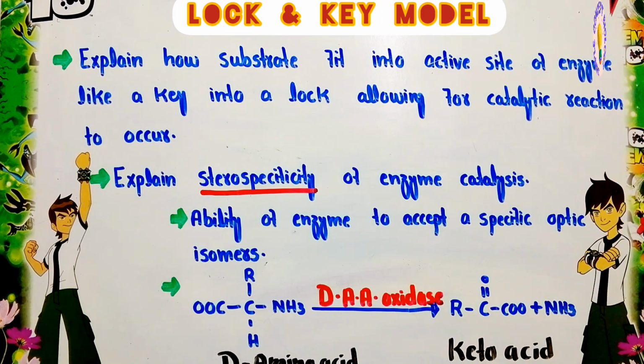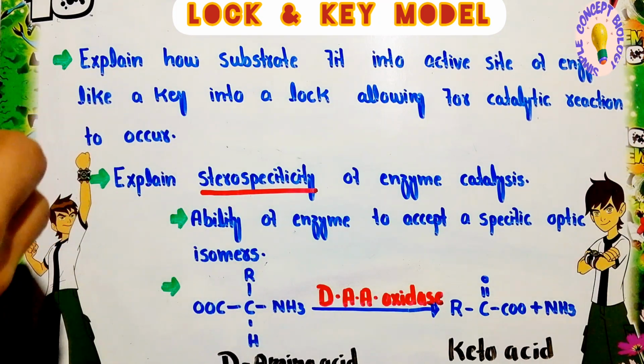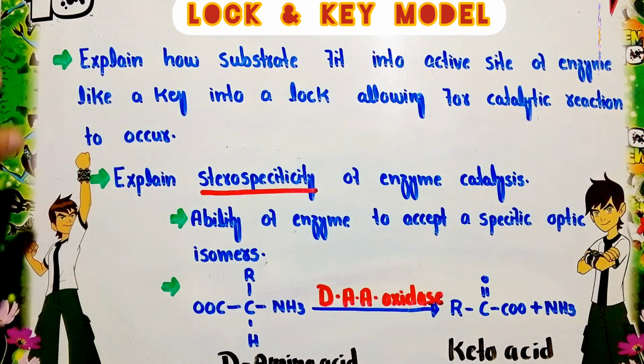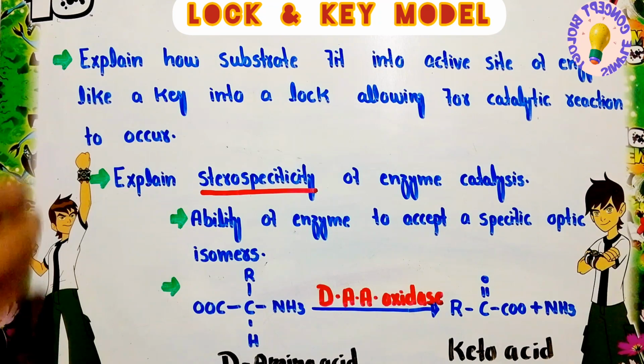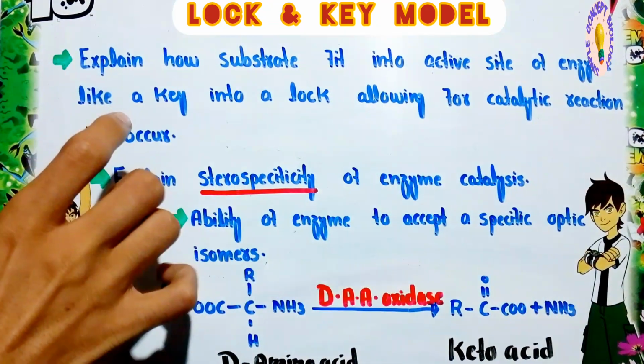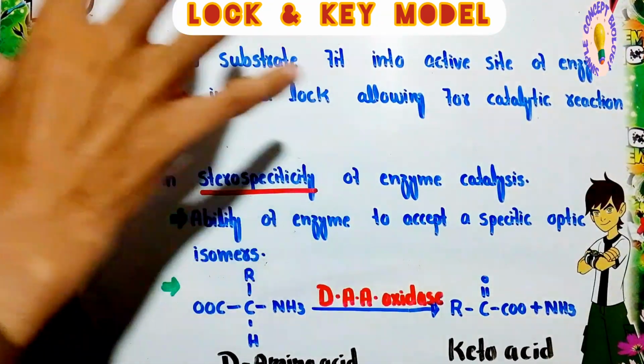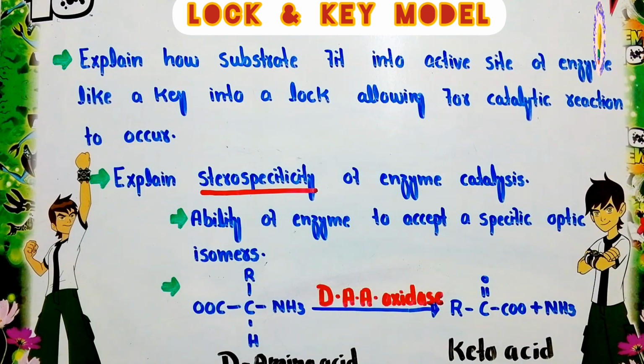Now, during this process, when the substrate is fixed with the active site of the enzyme, the old bond is broken and a new bond is formed, and finally the catalytic reaction occurs and the substrate is converted into the product. So this process is mainly explained by the lock and key model, how the substrate fits into the active site of the enzyme. So this is the second importance of the lock and key model.